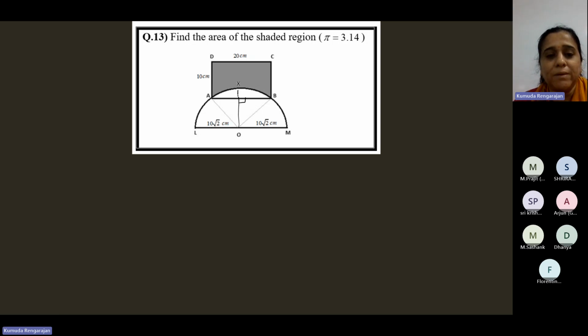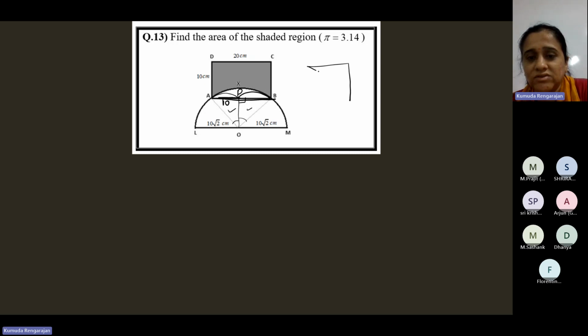Draw OP perpendicular to AB. Show that these two triangles are congruent to each other by RHS rule. CPCT, this angle is equal to this angle and AP is equal to PB. But AB is 20 centimeters. So this one will be 10. This is 10. So now take up the right triangle.